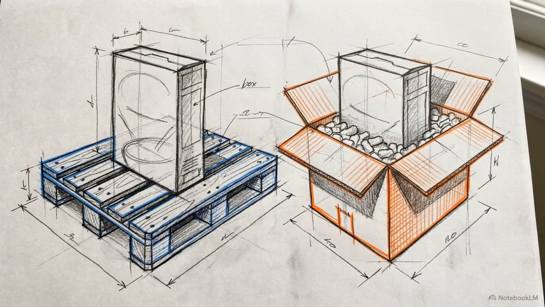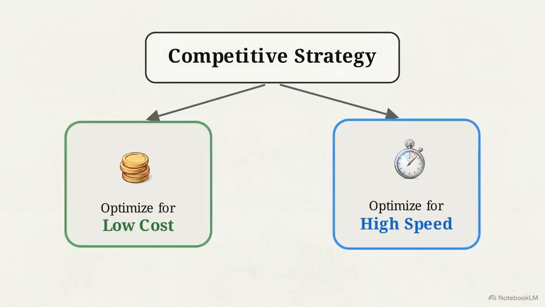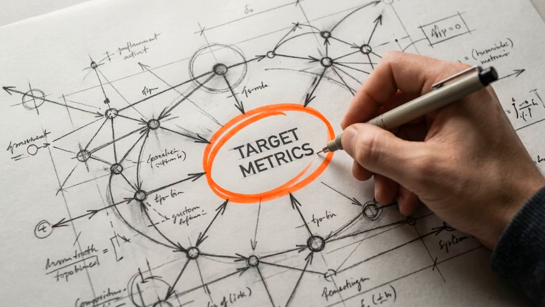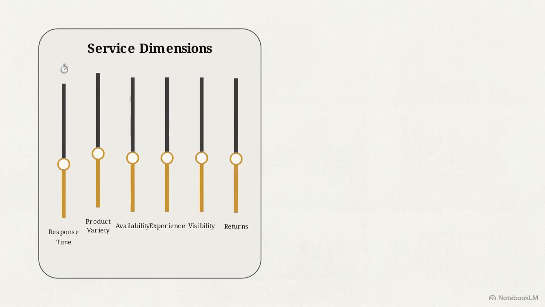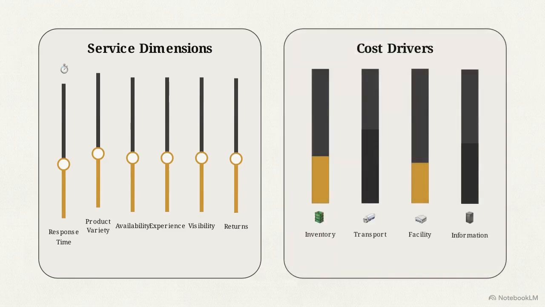Two companies selling identical products can have completely contradictory distribution networks, and both can be correct if their underlying strategic targets differ. Network design begins with explicit choices about which specific customer service dimensions a company prioritizes. This scale represents the 6 variables of customer service a network can provide: response time, product variety, availability, experience, visibility, and returnability. Increasing performance on these dimensions requires manipulating 4 structural cost drivers: inventory, transportation, facility, and information.